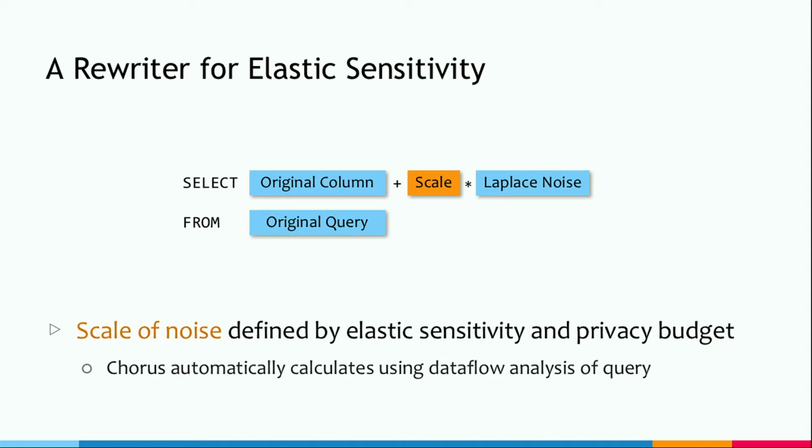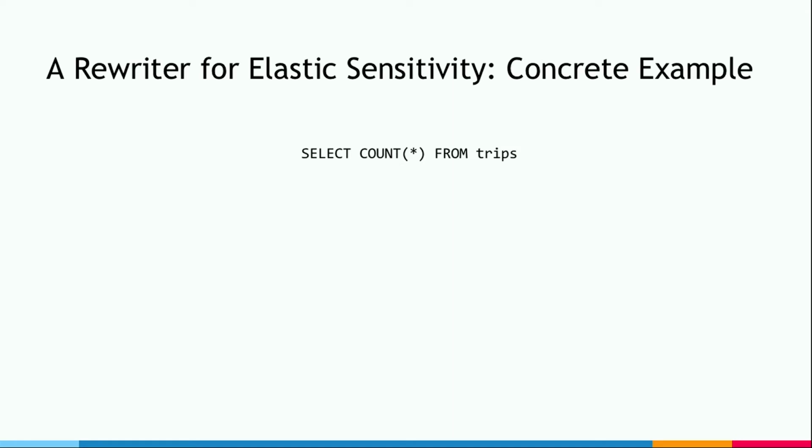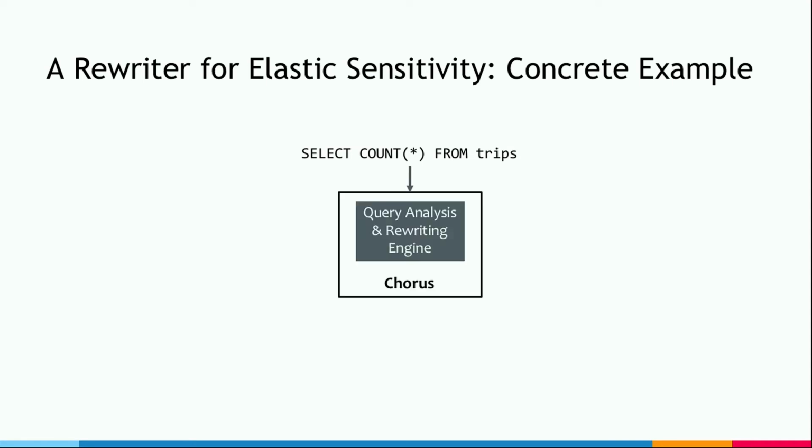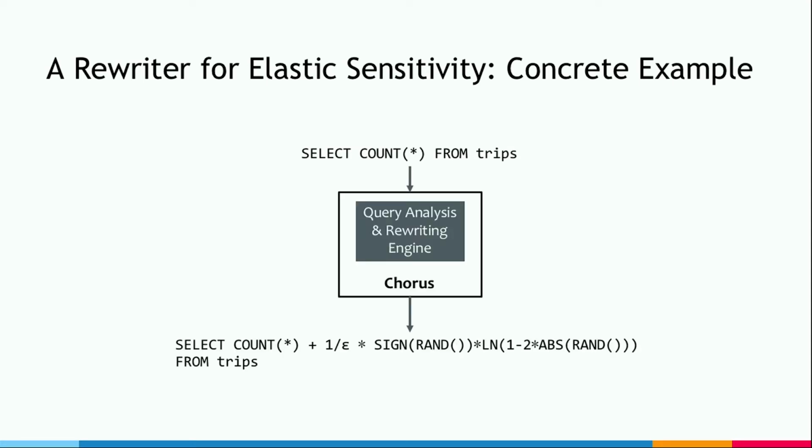So I want to show you what that actually looks like on a real query. This is about the simplest query you could imagine: select count star from trips. This is literally asking the question, how many trips are there in the database? So we put this into Chorus and we get a query that looks like this. It says select count star plus 1 over epsilon. That is the scale of the noise we need, because the sensitivity of this query is 1, and the privacy budget we're using here is, I'm just putting the placeholder epsilon here for that.